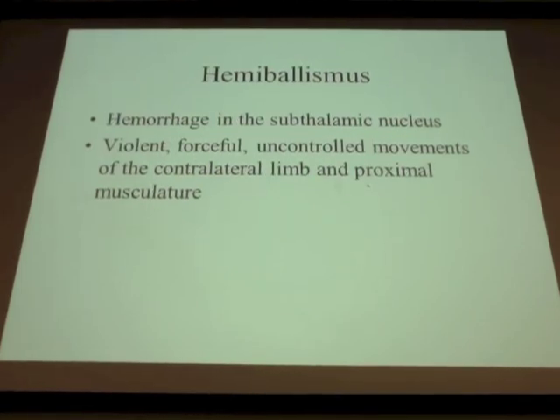Okay, the last one is hemiballismus. This affects only half of your body, and these are very violent movements like this. These are ballistic movements, and you have your arm and your leg doing this. Hemiballismus. We know that this occurs because of hemorrhage in the subthalamic nucleus, and typically this is caused by a stroke. So the way to prevent this is by controlling blood pressure and all the other things that help to control and prevent hemorrhagic stroke. Any questions? That's all you need to know about the extrapyramidal system.